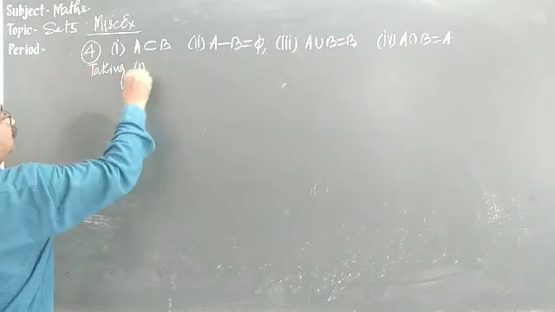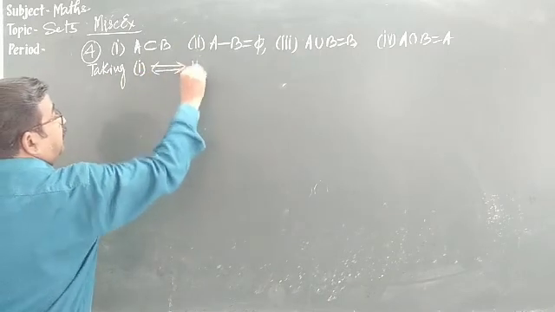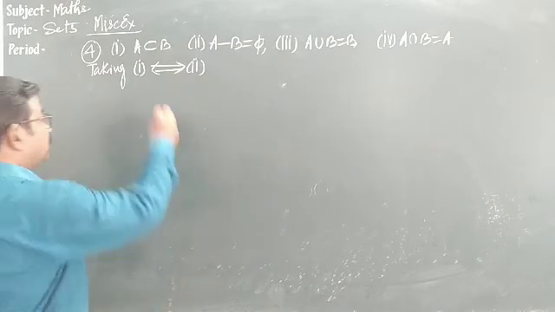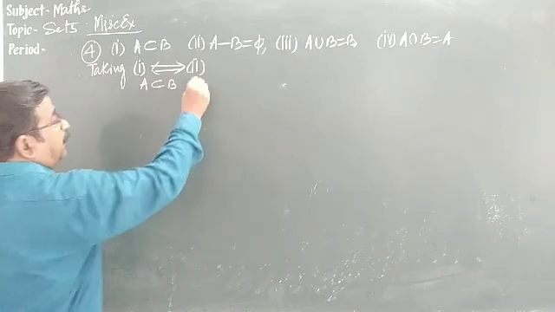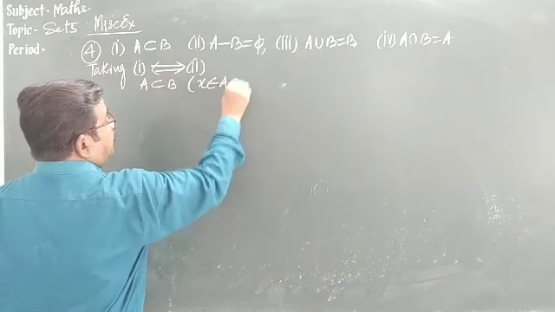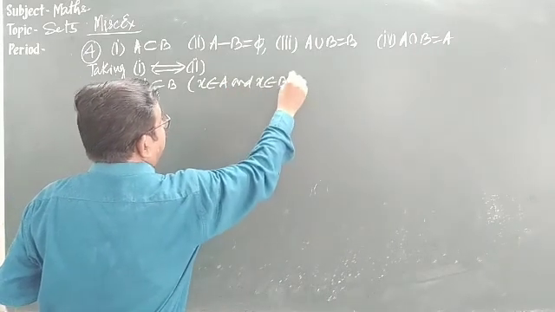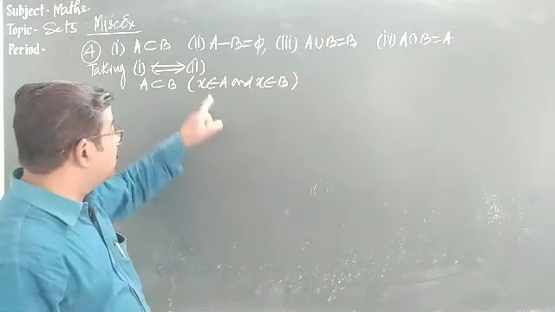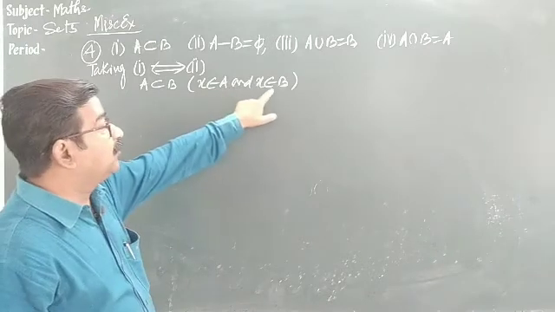Taking first imply second, like this. So what is first? A is subset of B, means if x belongs to A then x belongs to B. Why? If x is any element in A, then x will be found in B.